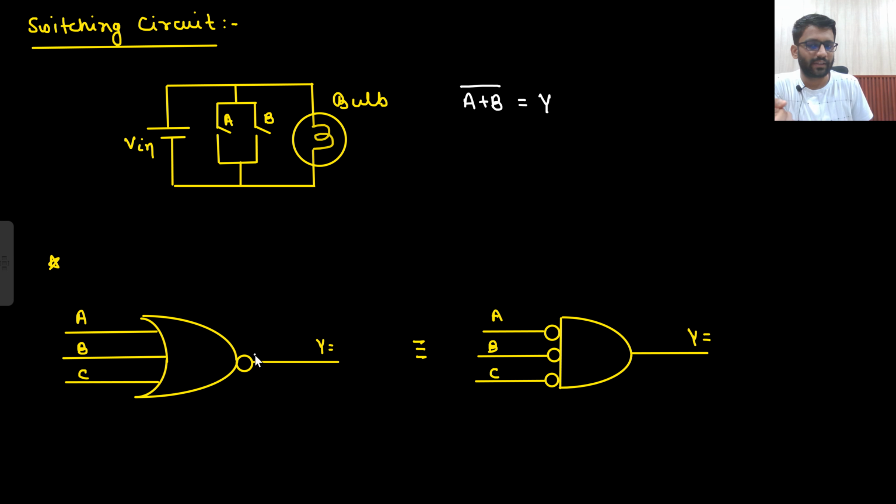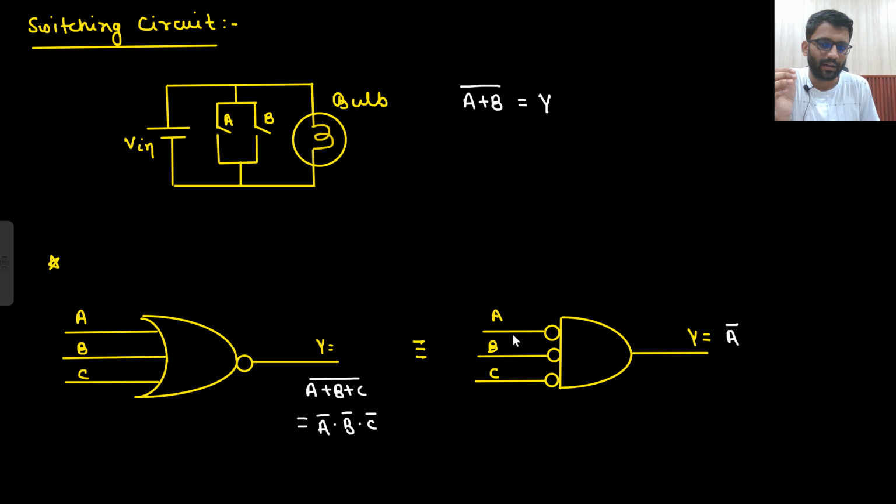For 3 input, certainly this bubble will come here, and this OR gate will be replaced with AND gate. So this will be your output. So here, how can I write the output? A plus B plus C whole bar, or it can be replaced with A bar dot B bar dot C bar. What about this one? A bar, this is A bar, and since this is AND gate, so A bar dot B bar dot C bar. Okay.